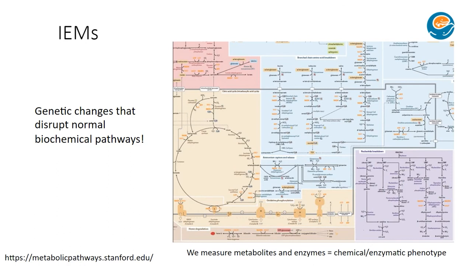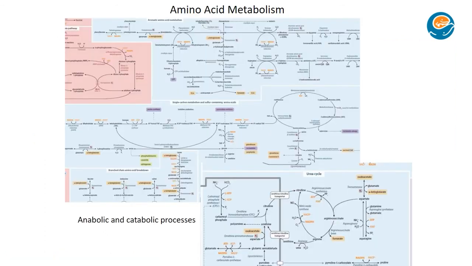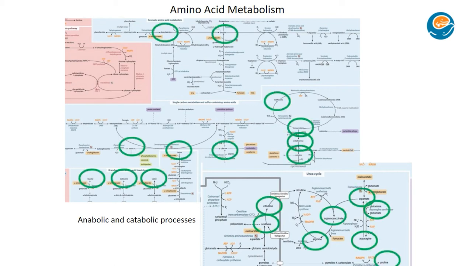So inborn errors, as I mentioned, cover a large space chemically. Today I wanted to talk a little bit about amino acids, and there's a lot more than the classic 20 that we think about. I've added some green circles here to highlight some of the amino acids that we are able to measure in body fluids. And again, seeing the accumulation or the absence or even presence of very unusual amino acids can be diagnostic of specific inborn errors of metabolism.